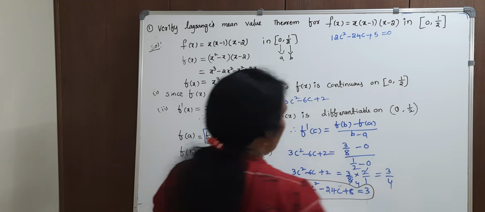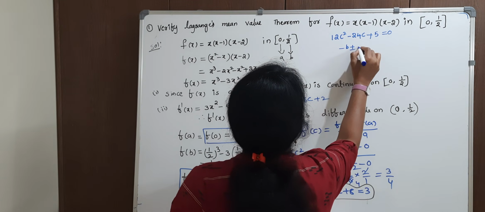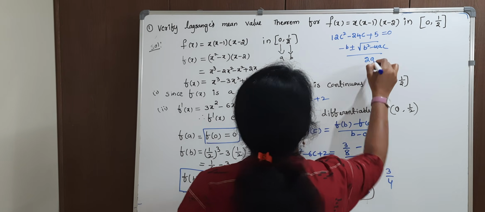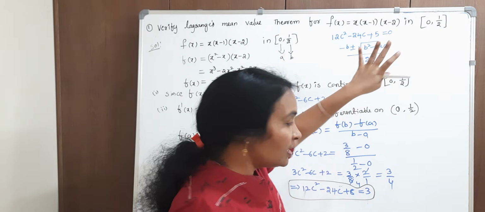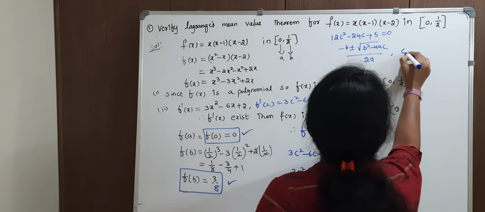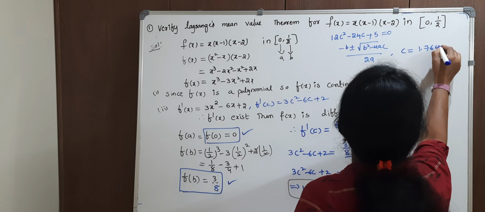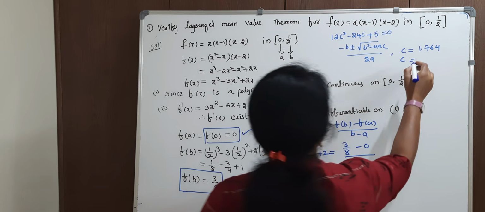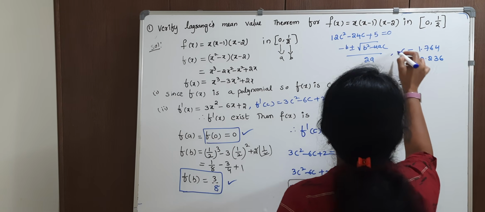Here normal factors is not possible, then use our standard method, minus b plus or minus under root of b square minus 4ac by 2a. Okay, you know that this is a and this is b and this is c. Put all the values. I already simplified this. I got two values. One c value is 1.764. Then another c value is 0.236.